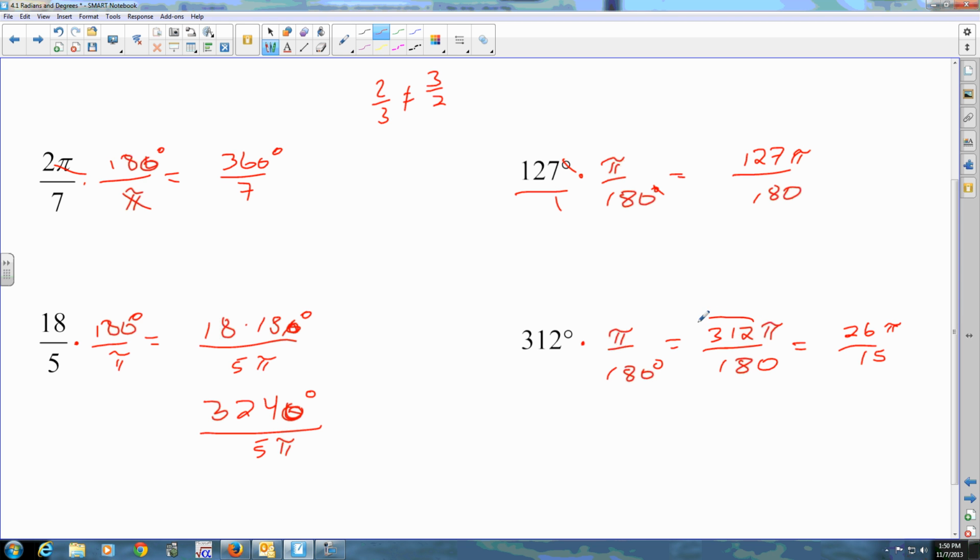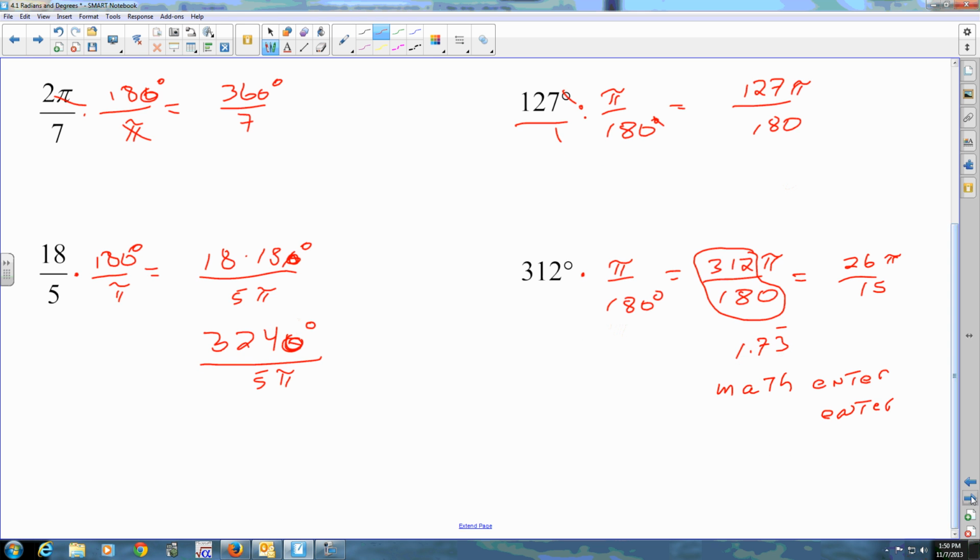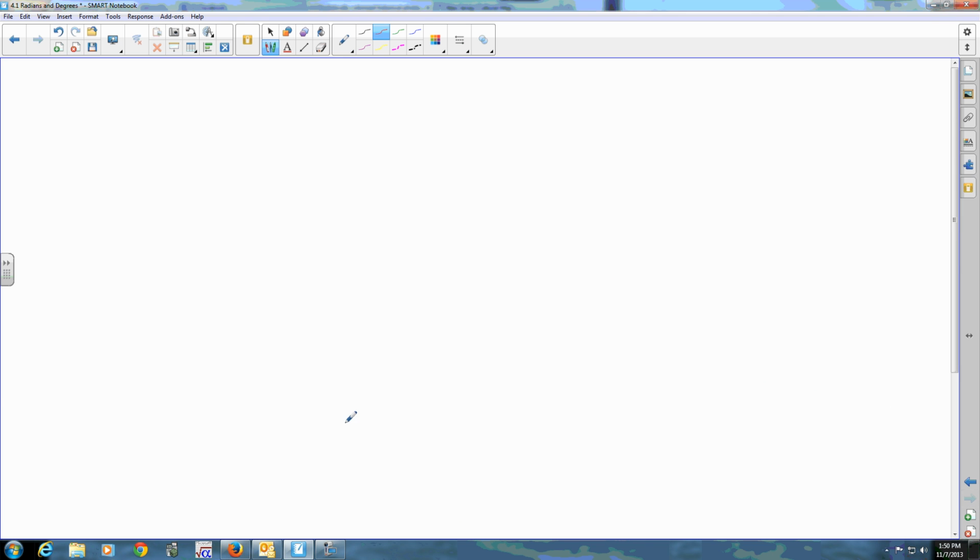All I did was type this into my calculator. I got a decimal 1.73 with the 3 repeating, and then I hit math, enter, enter. And it converted that decimal back to a fraction. Okay. Let's see. Anything else? Next page. Oh, that looks like it. Wonderful.